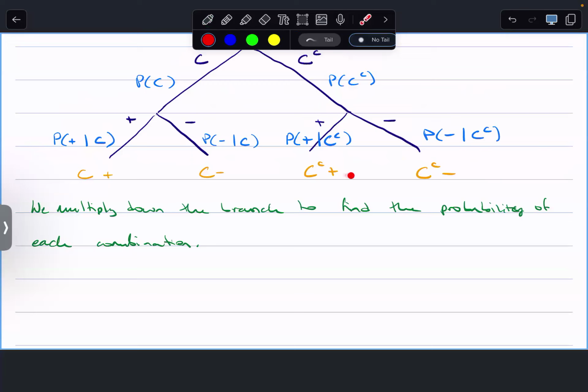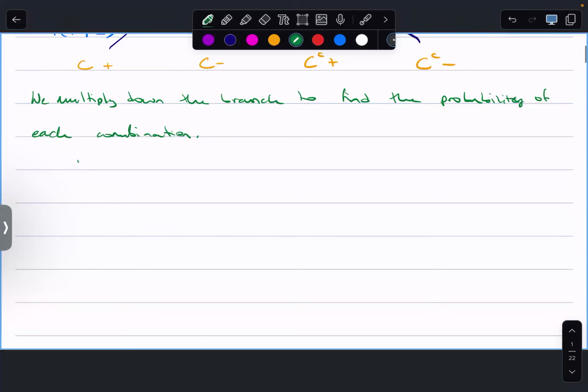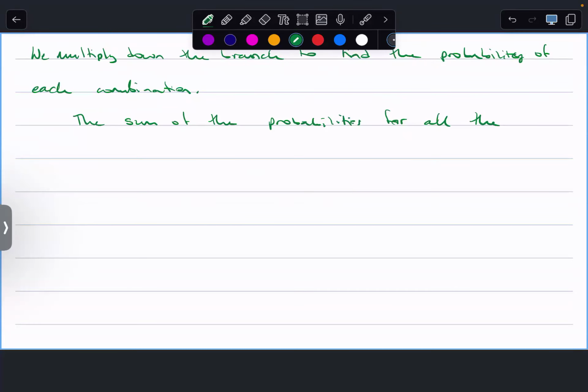This is a list of all possible outcomes. And from the sample space, we remember, okay, the sum of those probabilities has to be 1. The sum of the probabilities for all the branches must be 1.